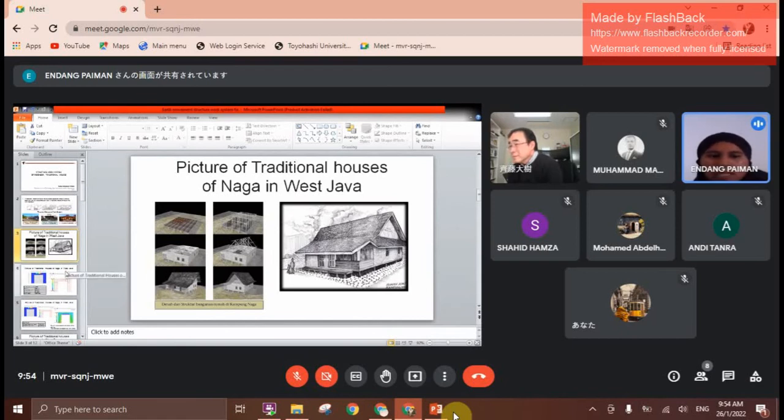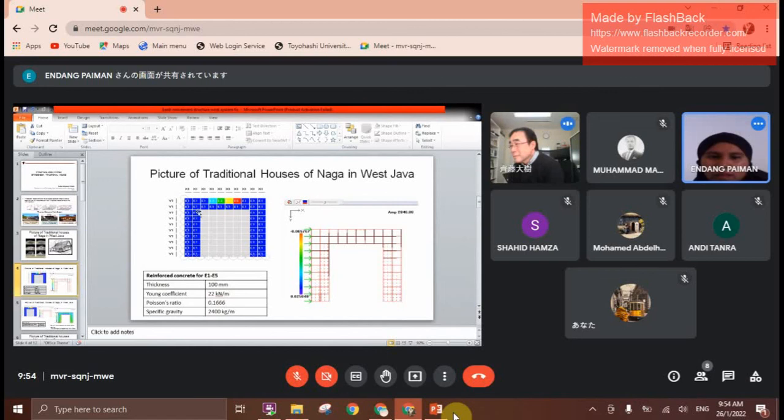For the analysis I use Stera. I put the whole slide by the types, and after that I put the reinforced concrete. I used the same formula for the three types because I want to see how it influences the three types with the same earthquake, the same shake, and the same strength. After I analyzed this, I got that in the Naga house there is an impact from the shake.